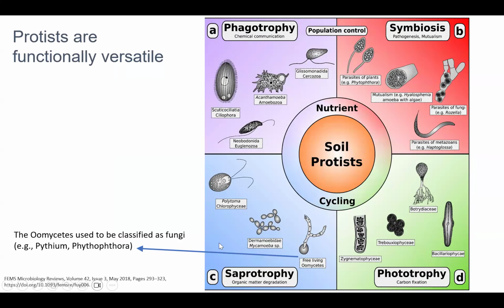One of the reasons I threw this in here was this group down here called the oomycetes, a group of really important soil-borne pathogens that includes Pythium and Phytophthora species, which used to be classified as fungi, but now are actually classified as protists because they have these motile spores that move. And it's also because of the material in their cell walls.